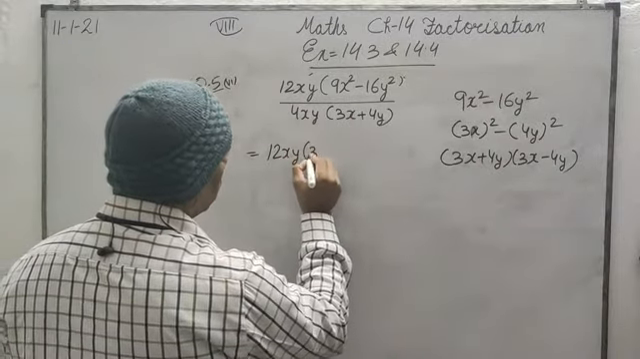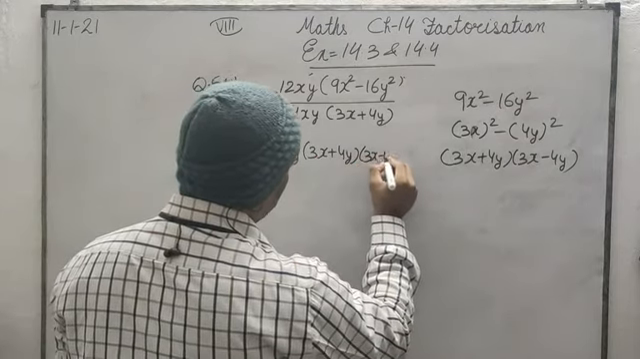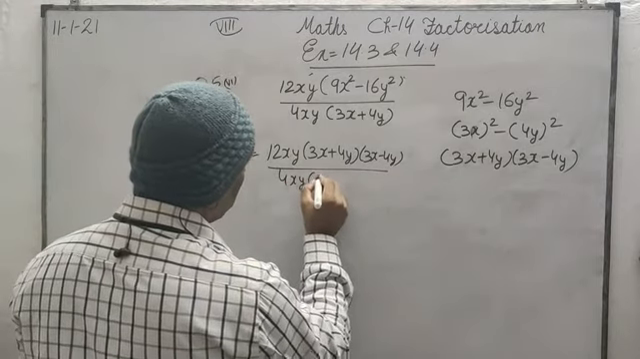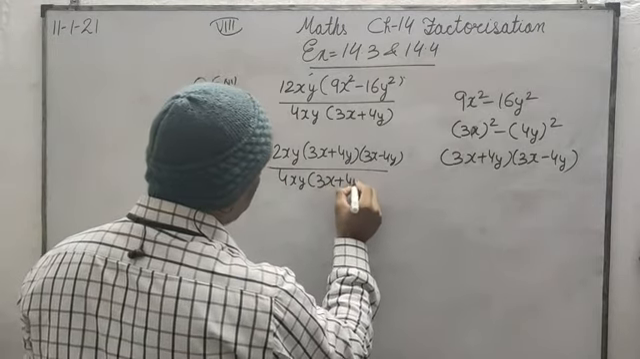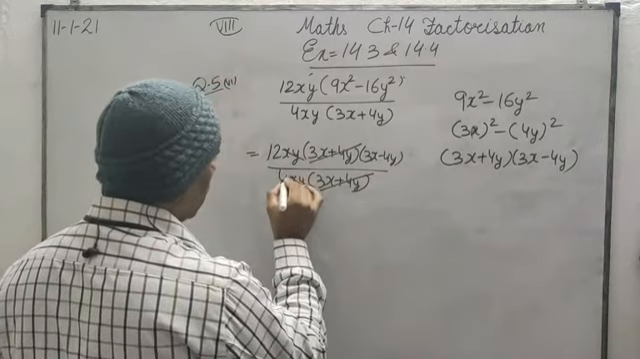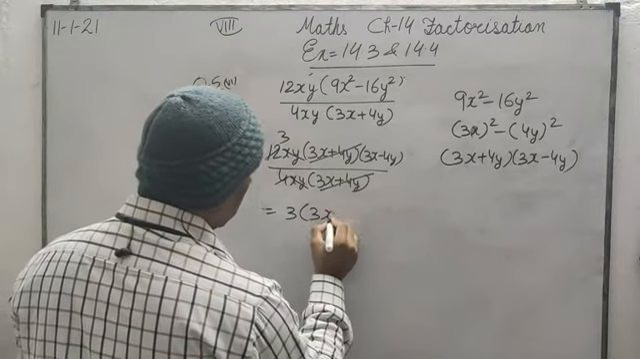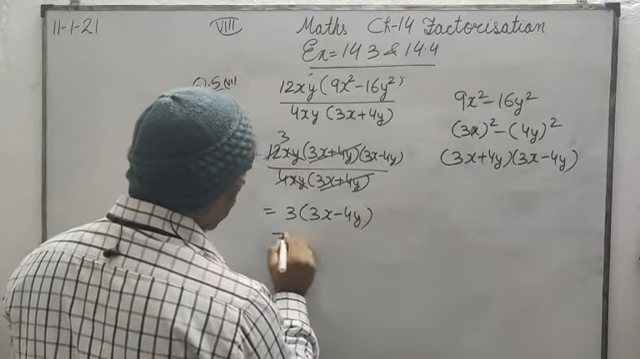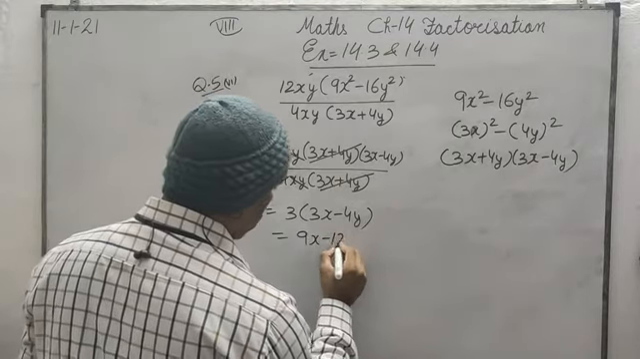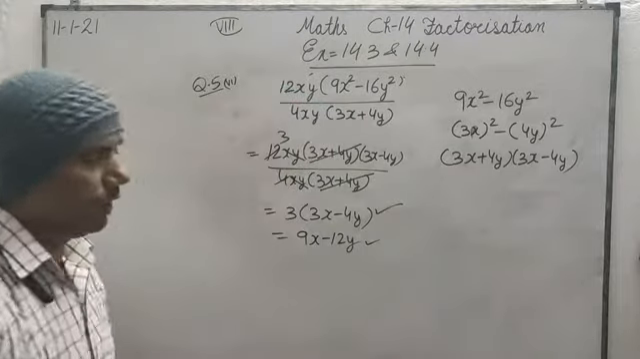12xy, 3x plus 4y, 3x minus 4y upon 4xy, 3x plus 4y. So 3x plus 4y cancels with 3x plus 4y, xy with xy, 4 3s are 12. The answer is 3 into 3x minus 4y. If you wish, you can multiply: 3 3s are 9x, 3 4s are 12y. Otherwise, you can leave it here. Both ways it is correct.